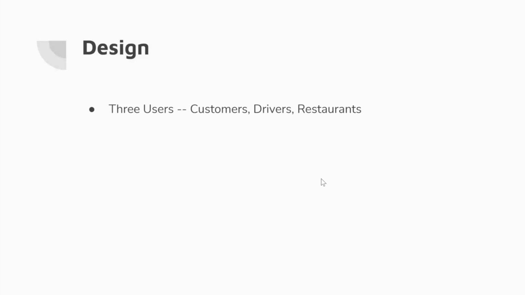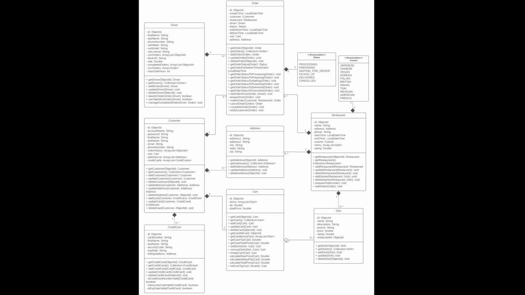So we assume our application would be used by three kinds of users: customers, drivers, and restaurants. We used MVC pattern to separate applications concerns. Here is a UML for our application. For the model part, we divided the whole project into several classes, including driver, customer, credit card, order, address, card, restaurant, and dish. We also have two enums: status enum representing the status of orders, and cuisine enum representing the cuisine type provided by restaurants.